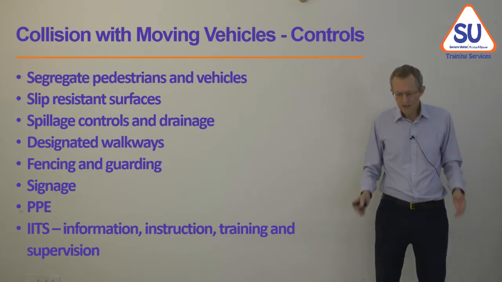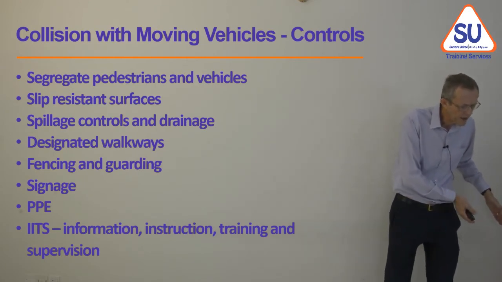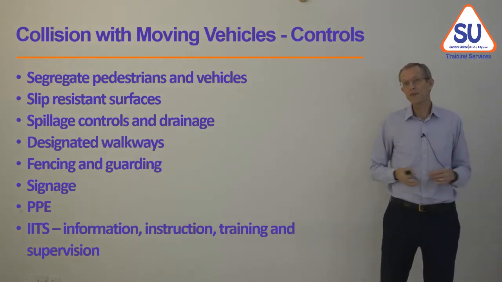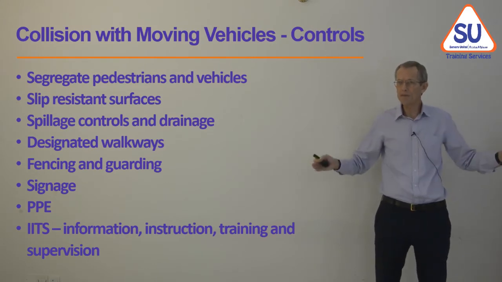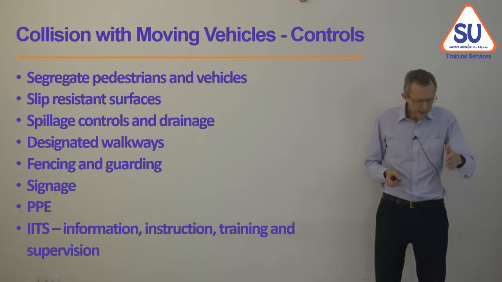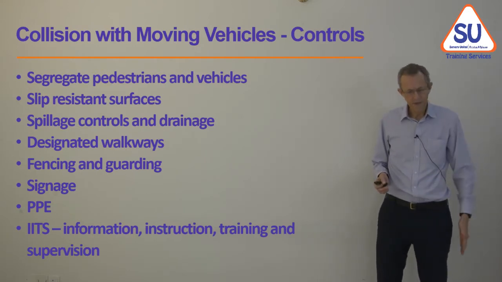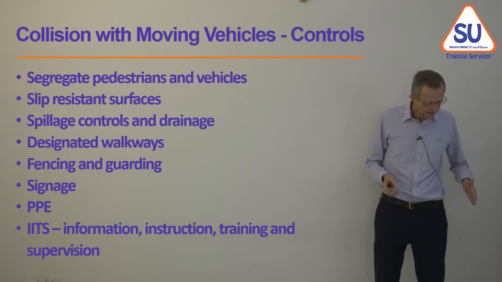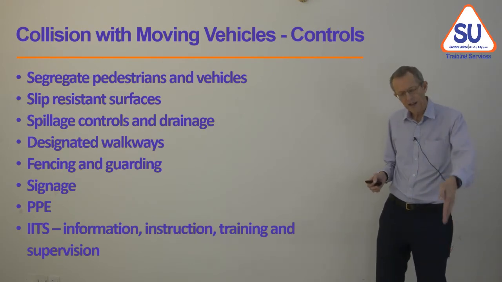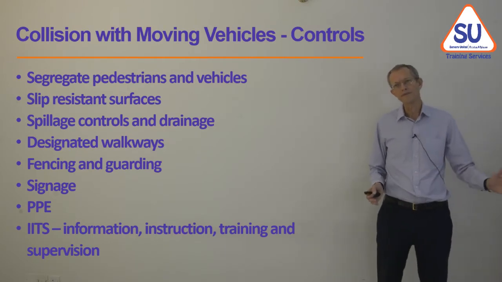Designated walkways. These are walkways only for vehicles and separate walkways only for people, and they're separate. Now we've separated people and vehicles, we should be in a safer environment. You can provide fencing and guarding. So if this is the forklift truck route, we can have a fence or a barrier or a handrail along here so that the vehicles and the people are separate.